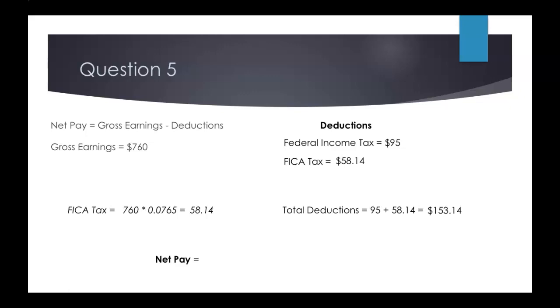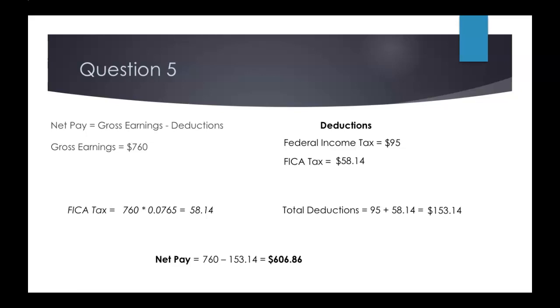So now we can figure out our net pay. Again, our net pay is going to be our gross earnings minus our deductions. So our gross earnings are $760. Our deductions, we just found those, $153.14. So the net pay is $606.86.